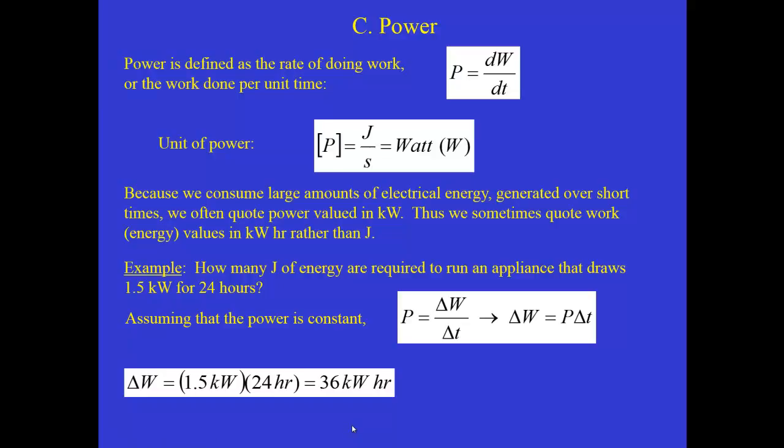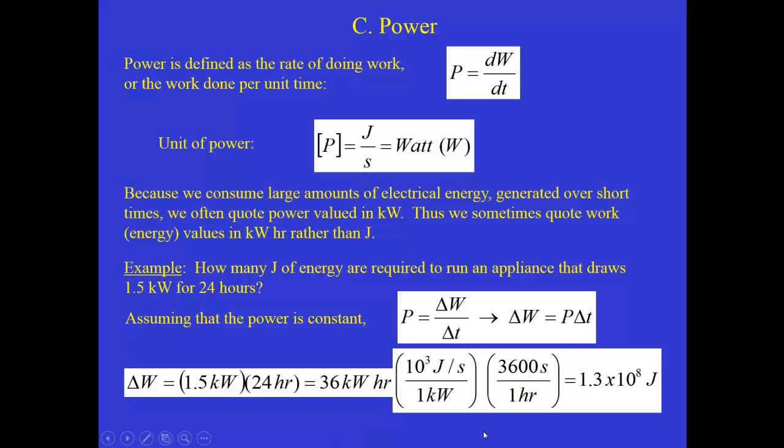So we need a conversion factor that'll take us between joules and kilowatts, and then we also need a conversion factor that'll take us between seconds and hours. So a kilowatt would be 1,000 joules per second, because a watt is a joule per second. So 1,000 joules per second is the same as 1 kilowatt, and this will cause the kilowatt terms to cancel. And then we want to get rid of hours and replace them with seconds, and so we use the conversion factor 3,600 seconds per hour.